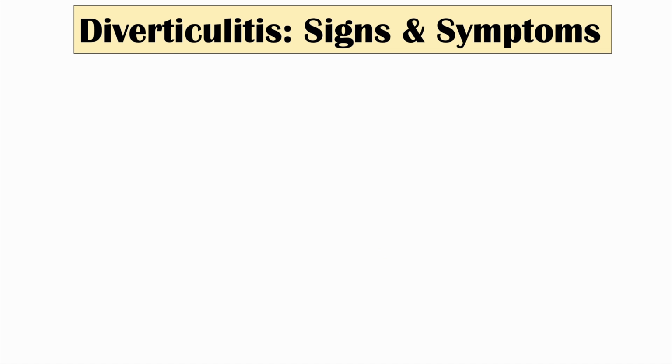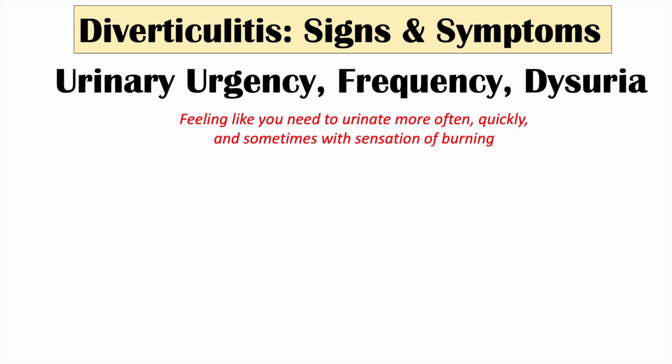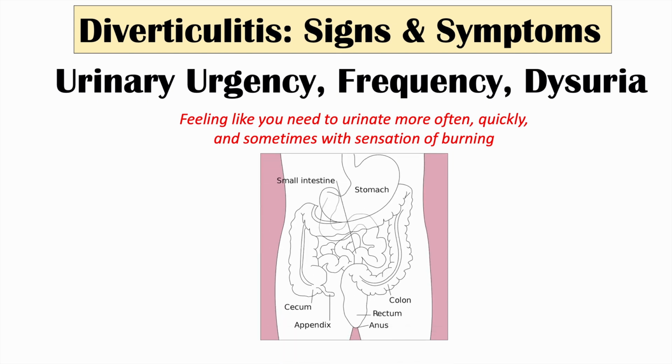Other symptoms that are very important to recognize in diverticulitis are urinary urgency, frequency, and dysuria. So what does all of that mean? It feels like you need to urinate more often, more quickly, so you feel like you really have to run to the bathroom quick. And then sometimes you have a burning sensation. So it kind of sounds like a urinary tract infection, but it's not. And the reason this is important is because it can be confused with a urinary tract infection, a UTI.